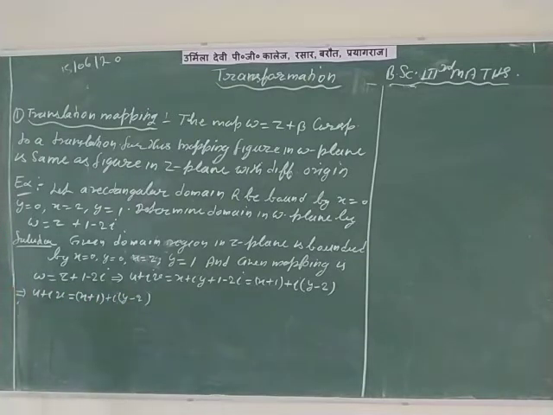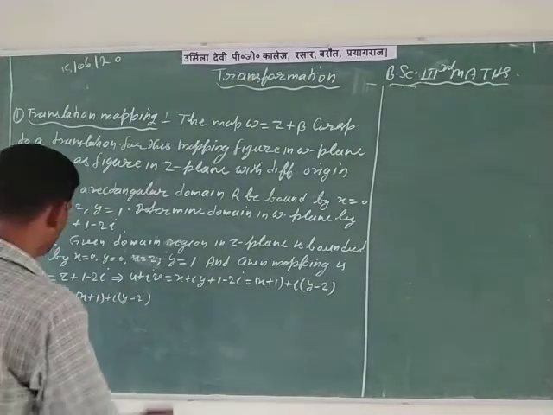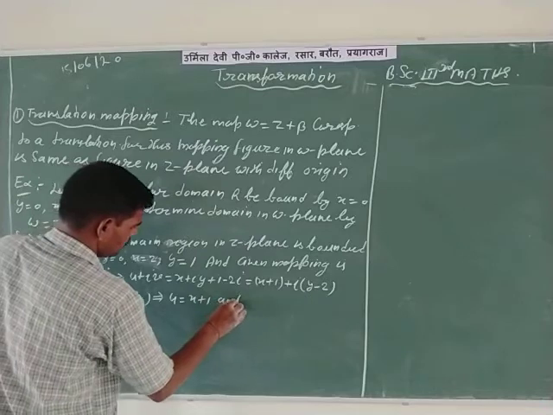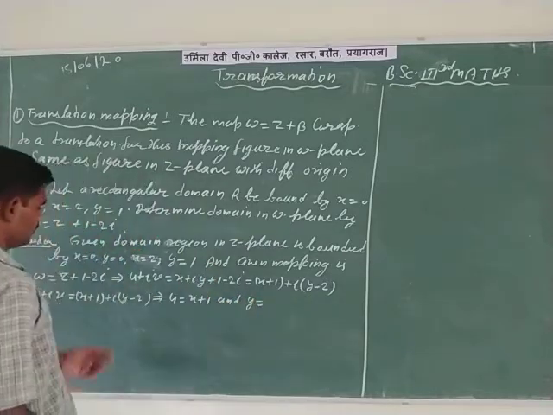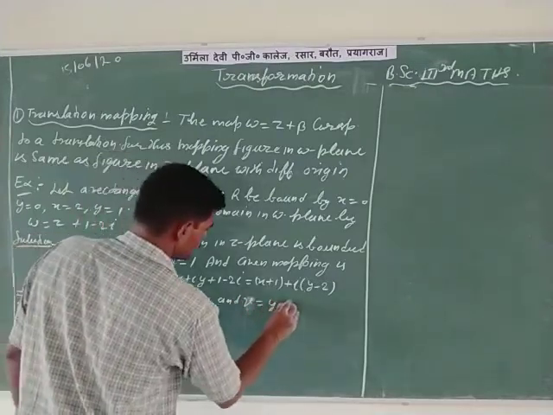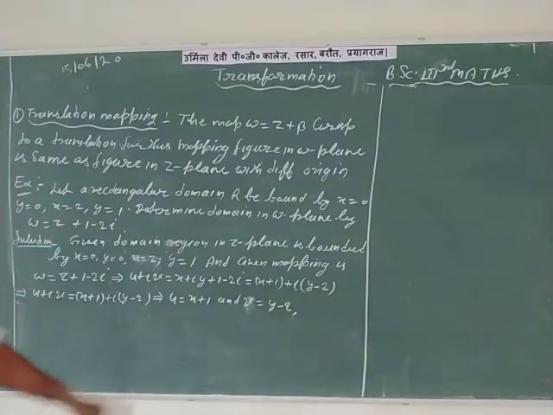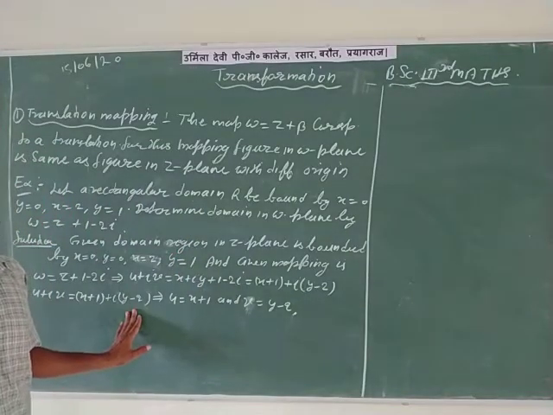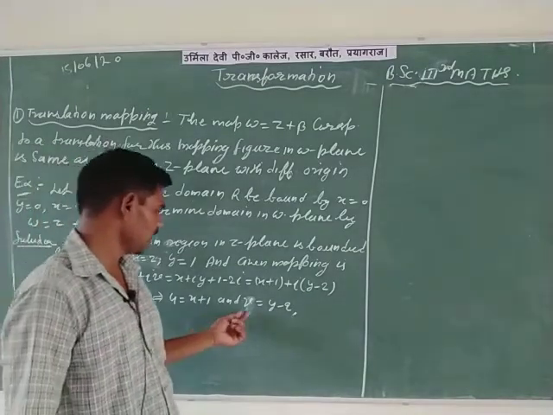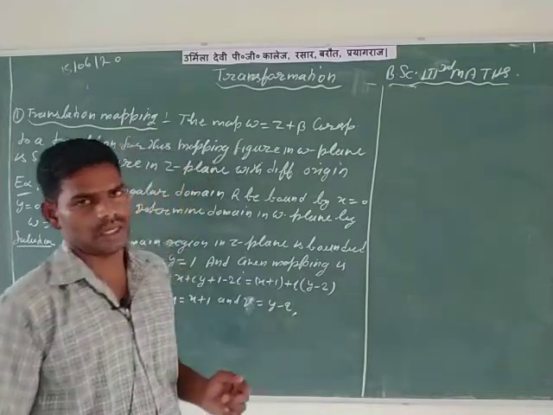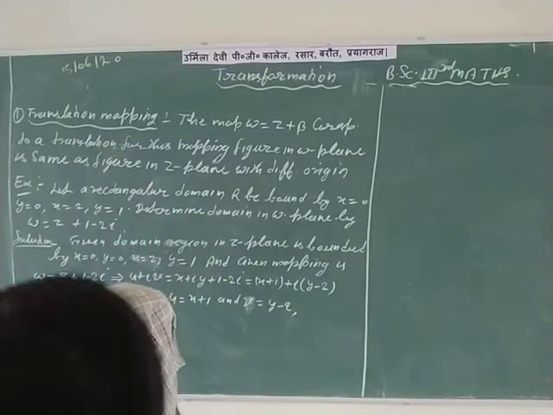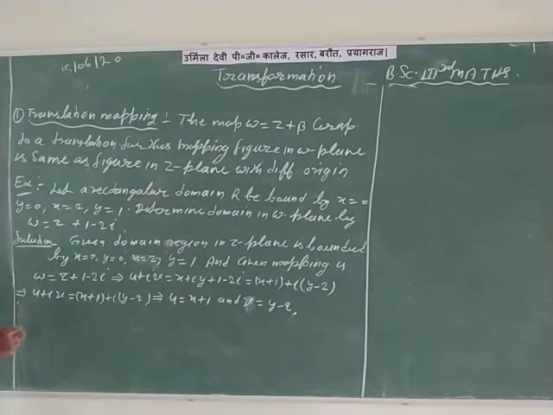After comparing the real and imaginary values of this equation, you can write u is equal to x plus 1 and v is equal to y minus 2. After this, first draw a table for the Z plane, and then calculating x, u is equal to x plus 1 and v is equal to y minus 2, complete the table for the W plane. So first draw a table for the Z plane.